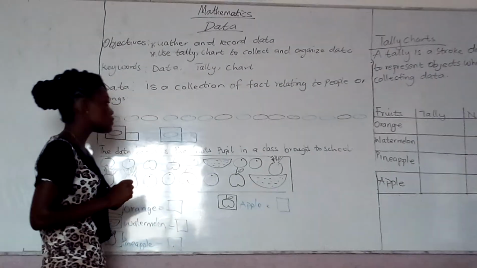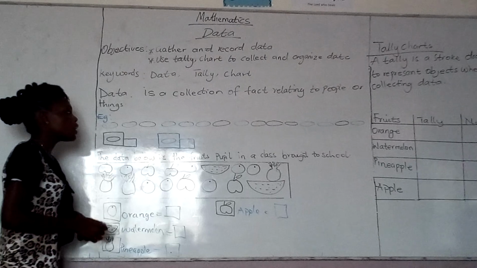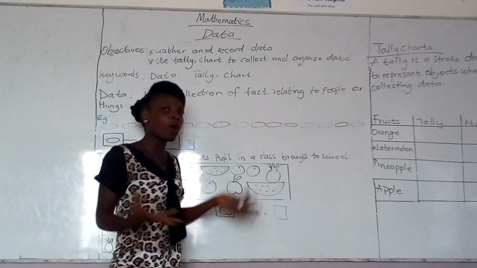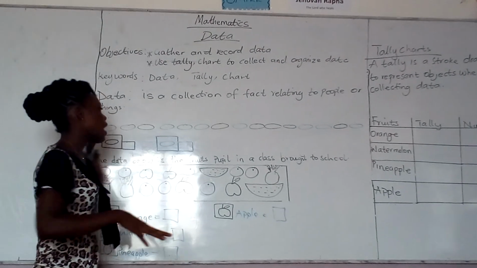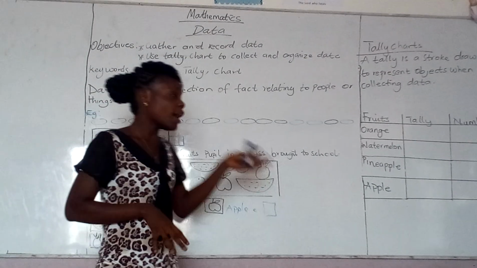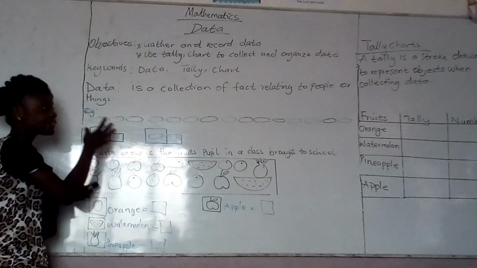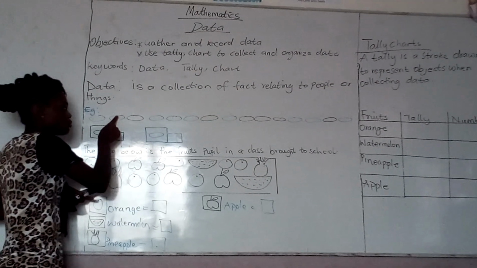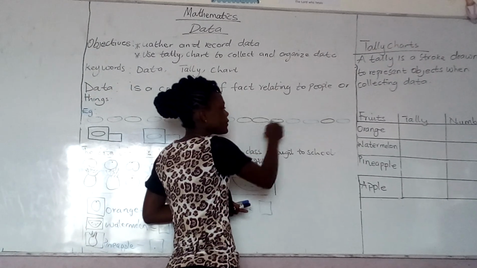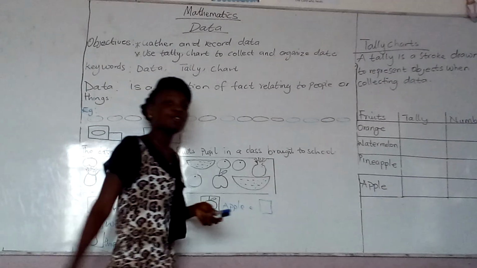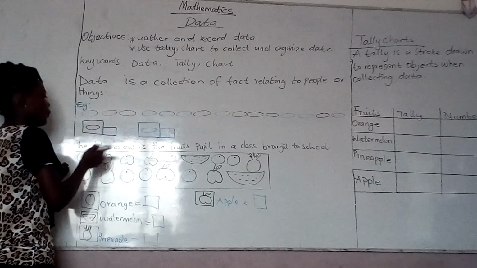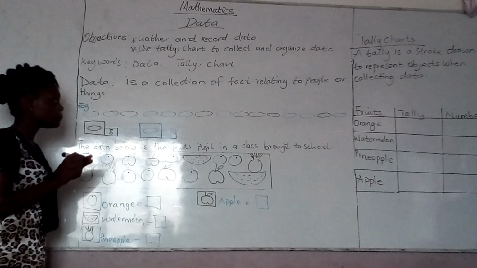How many pebbles are black? You count all the blacks, or you sort all the blacks out. That's how you get the number of pebbles that are black. So let's count them. 1, 2, 3, 4, 5, 6, 7, 8. So we have 8 black pebbles.